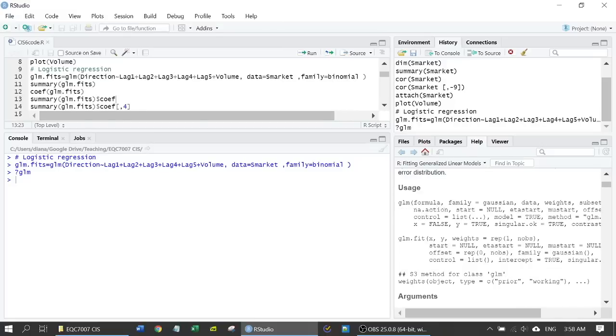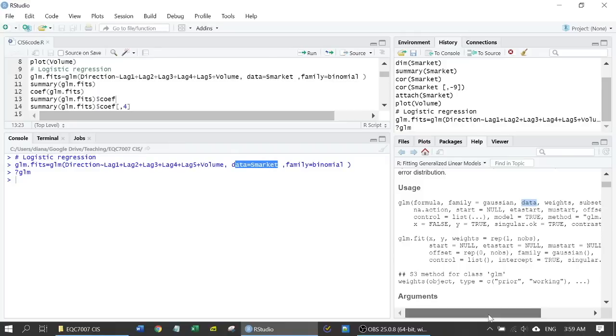I'm not going to talk about this, but basically the glm function syntax starts with a formula, and the formula here is exactly the same as what we use in linear regression. First we have the dependent variable, or the response variable, or the y variable, regressed using the tilde symbol against Lag1 to Lag5 and Volume. Then the second argument is the data, which is based on the Smarket data.